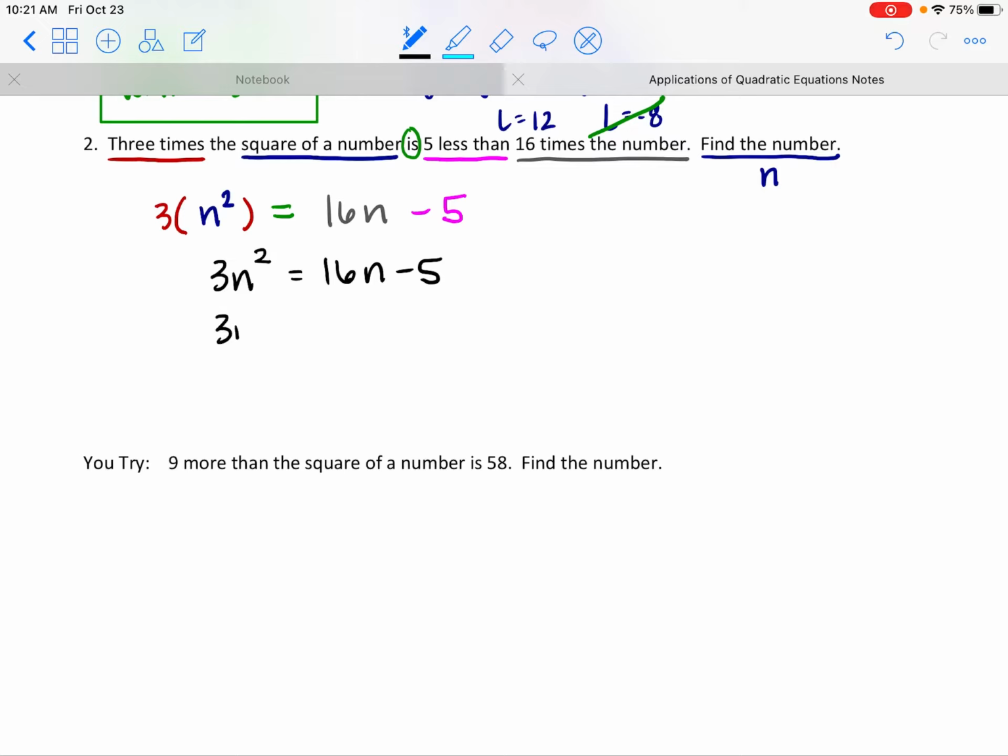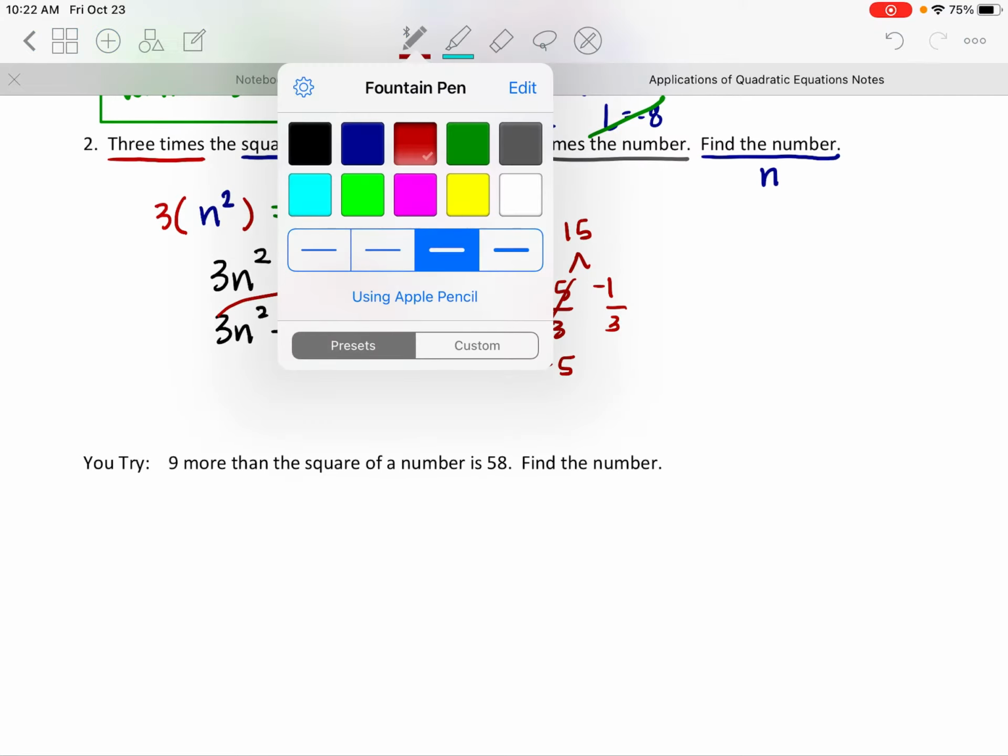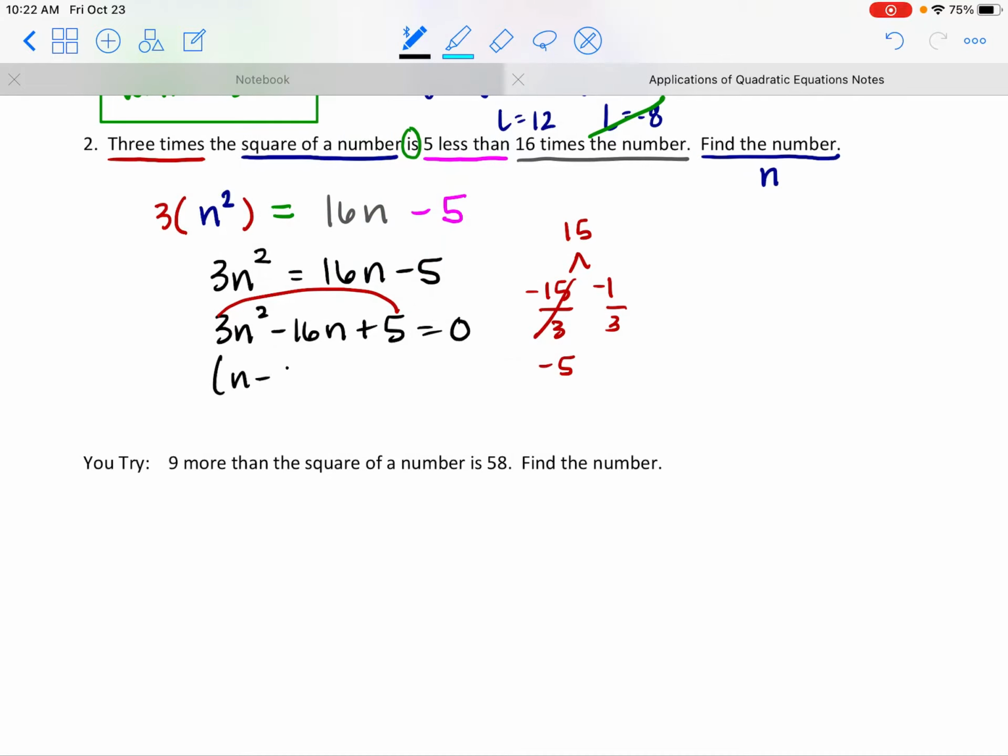So I'm going to get everything on one side and equal to 0, which means I'm going to subtract over the 16n and add over the 5, and then I'm going to hope this factors. 3 times 5 is going to make 15, and factors of 15 that make negative 16 are there. So this thing factors. This is good. Negative 15, negative 1 will work. And if I divide these both by 3 and then reduce, I see this is going to factor into an n minus 5 and a 3n minus 1, which means n is going to equal 5 and n is going to equal 1/3.